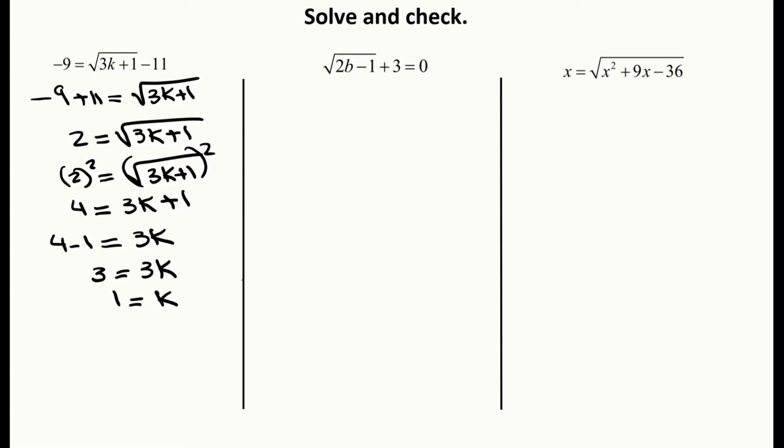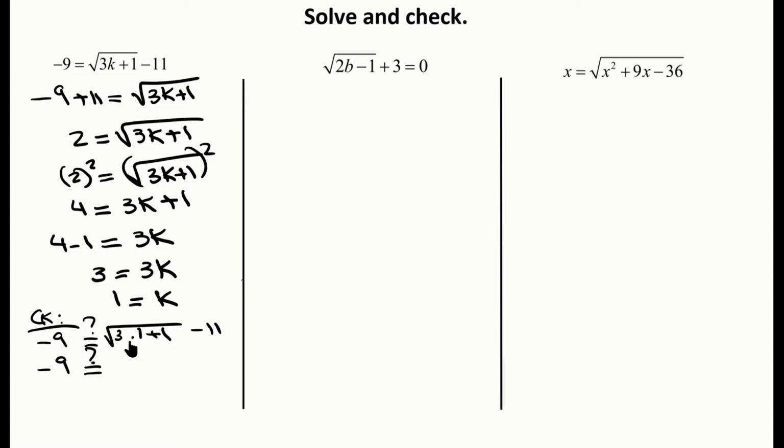So we're going to check it. We just plug this into the original equation as it was with no modification. So we get negative 9, and we're trying to see if that equals the square root of 3 times 1 plus 1 minus 11. So next line will be negative 9. We're still checking, so we keep the question mark.